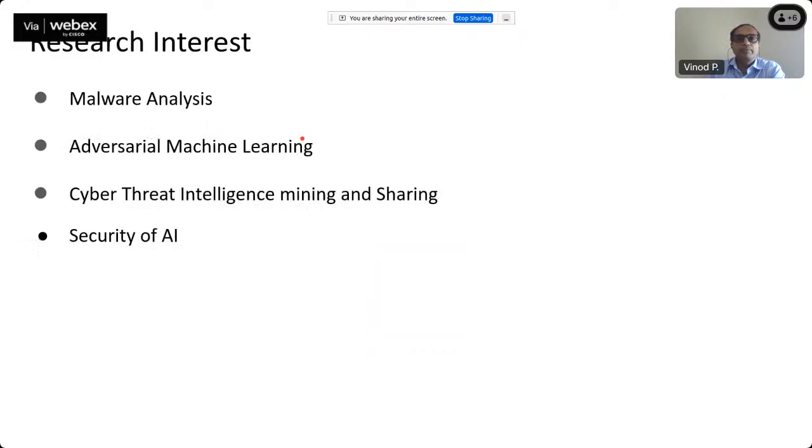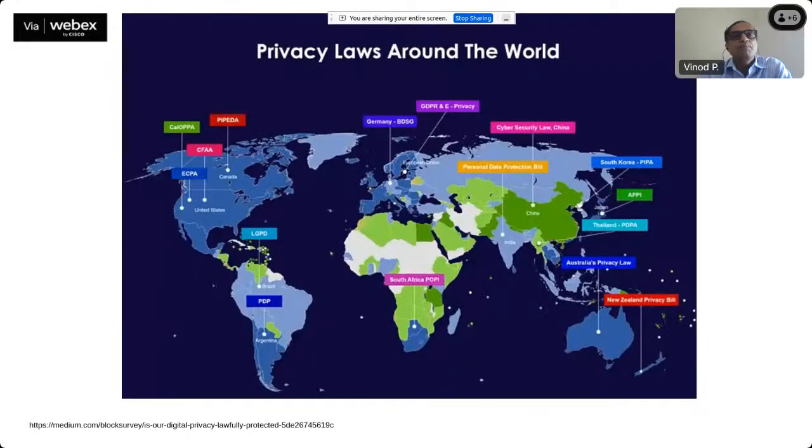So to build up the tone of the lecture, and before I start, I work largely on all these domains listed in these slides, like malware analysis, security of AI, adversarial machine learning, cyber threat intelligence, and also recently we are also having some footprints in large language models, attacks, and mitigation strategies.